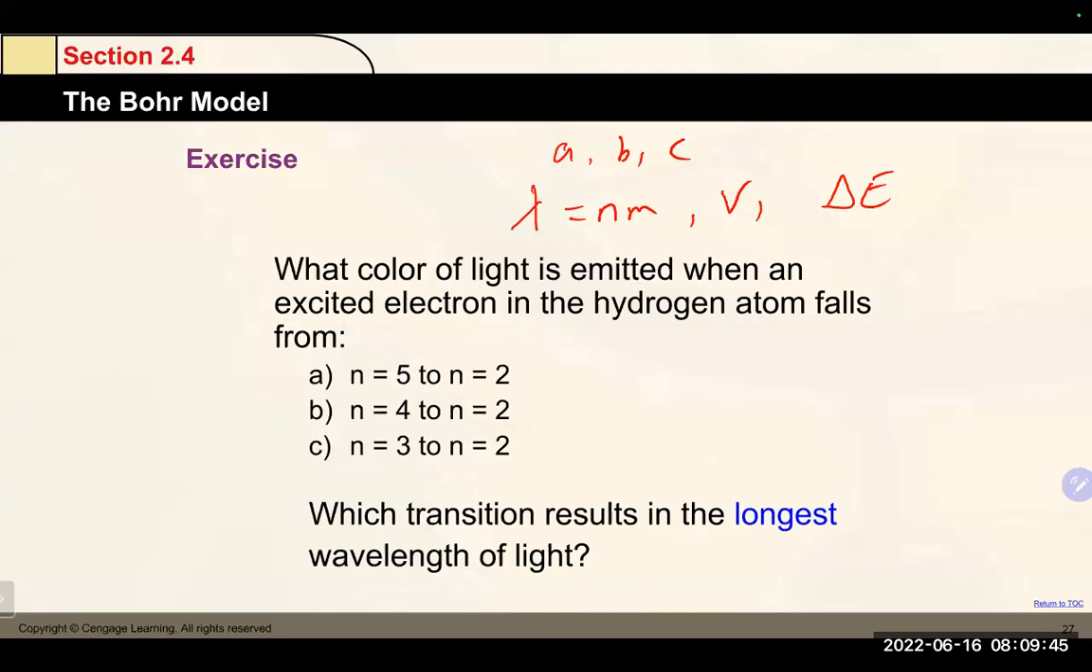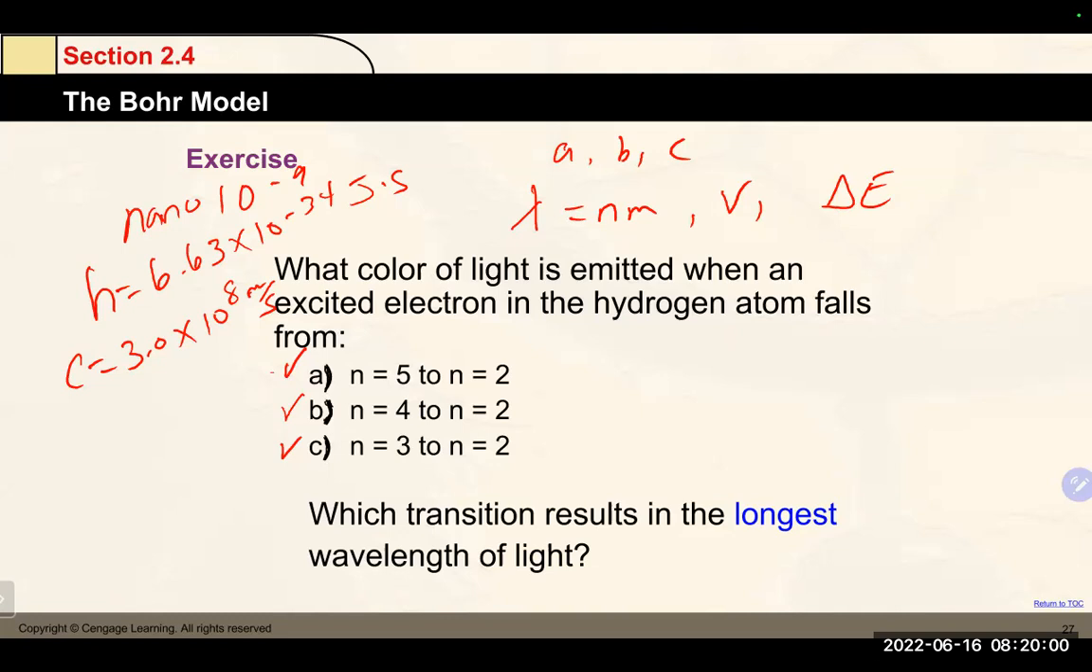It takes a few minutes here, or several minutes. And for each of these electron transitions that occur, calculate those 3 things. Once again, nano is 10 to the minus 9. Let's take a look, see how you're doing on these.